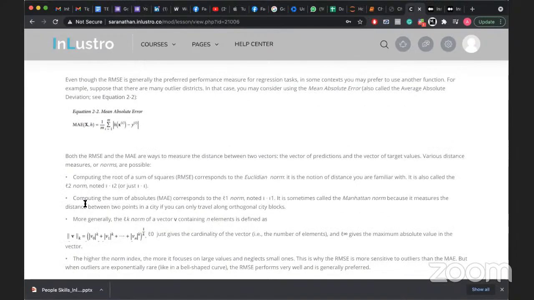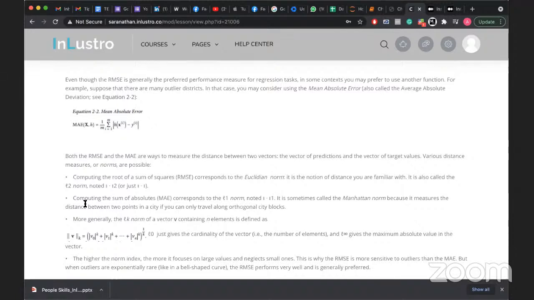So both RMSE and MAE are used to measure the distance between two vectors, the vector of predictors and the vector of target values, right? So this is something extra. It's just good to remember the various norms, right? Norms are basically the different mathematical notations that are used. So MAE is called the L1 norm, right? Whereas RMSE is called the L2 norm, right?